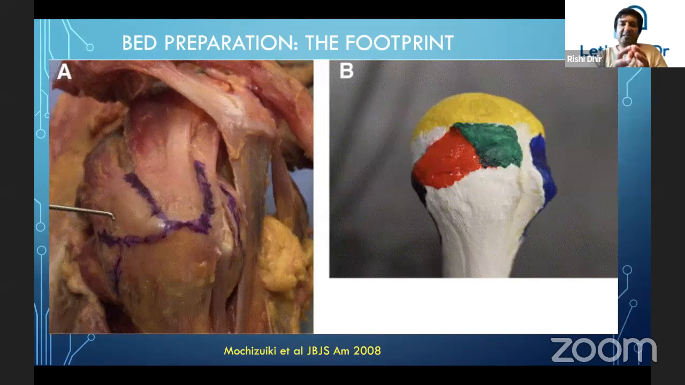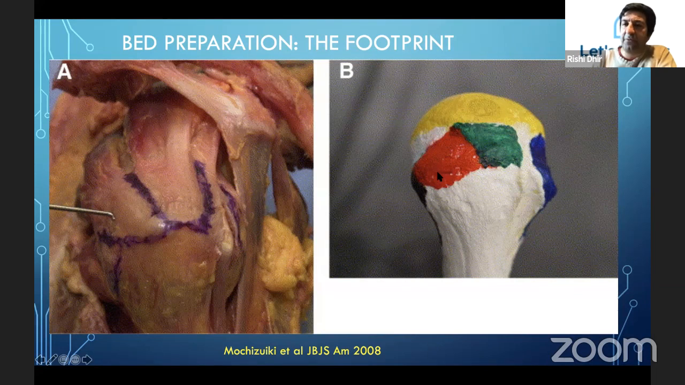Okay, so I've looked inside, I've visualized my tear. The next thing I want to do is prepare the bed, okay? Remember what I said, guys. It's about preparation, preparation, preparation. You need biology. So you have to recognize the footprint. And this was really well described by Mochizuki et al. in the JBJS America in 2008.